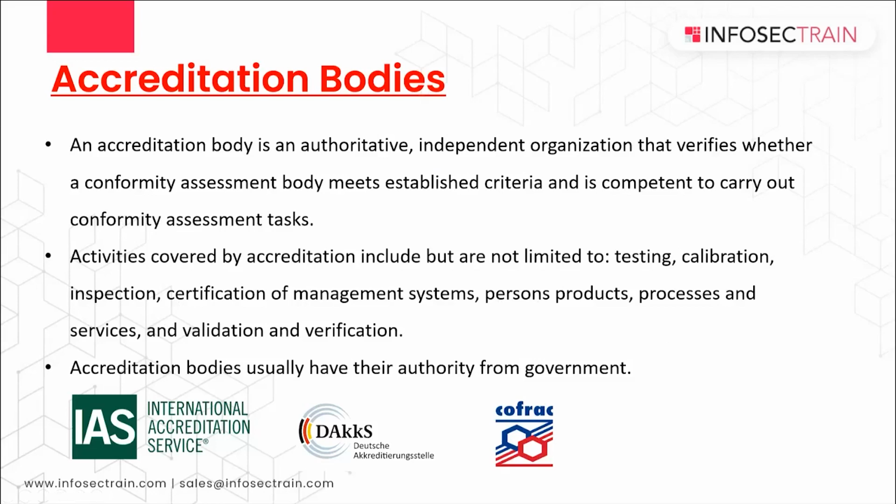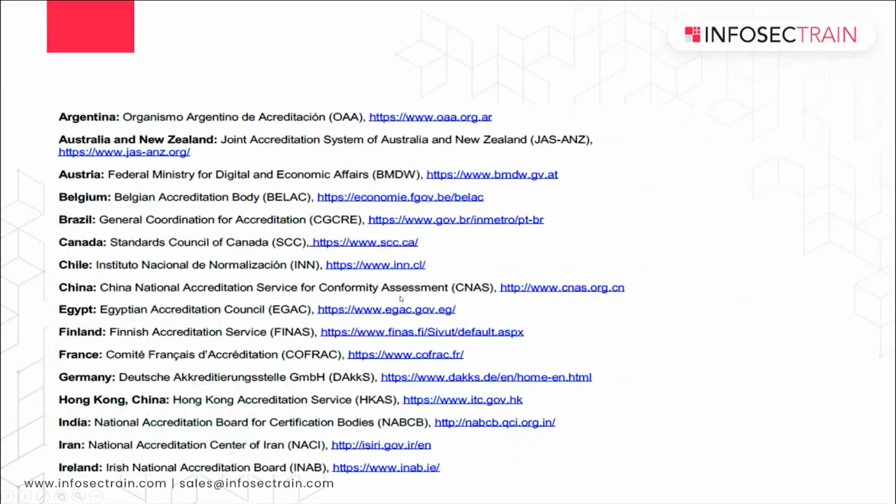Okay, so we have many. As per the country, these are the following list. Accreditation bodies country-wise. For Argentina, we have OAA. For Austria, we have BMDW. For Belgium, we have BELAC. For Brazil, we have CGCRE. For Canada, we have SCC. For China, we have CNAS. Okay, for Egypt, we have EGAC. For Hong Kong, we have HKAS. For India, we have NABCB. For Iran, we have NACI. For Ireland, we have INAB.